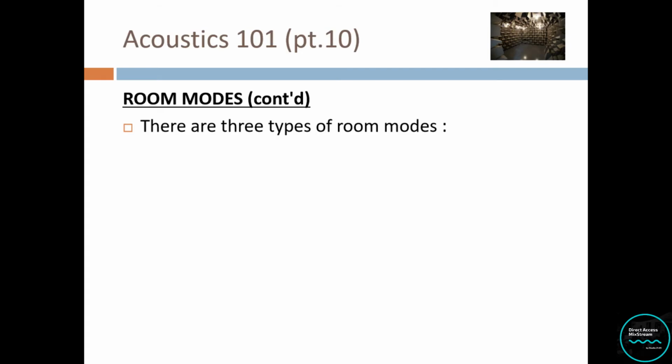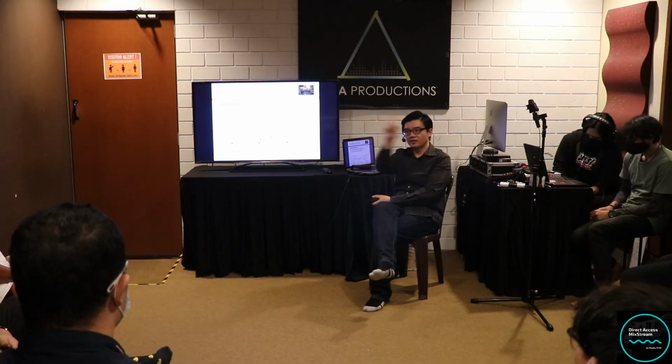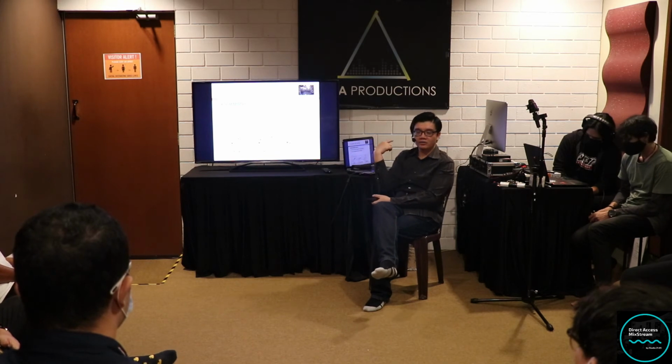There are 3 types of room modes. This one is a bit theoretical, but just so that you know, there is the axial. Axial will be between 2 opposite room surfaces, for example between these 2, and maybe the front and back, and the top and bottom.